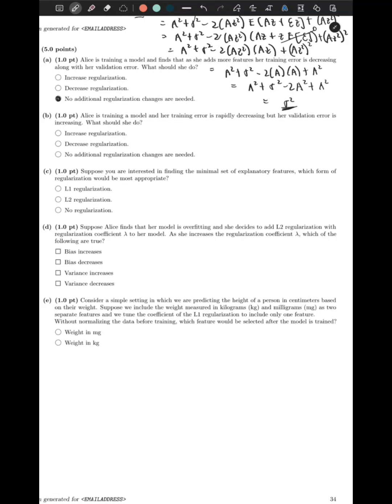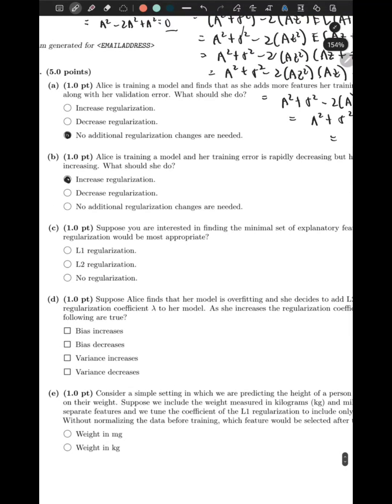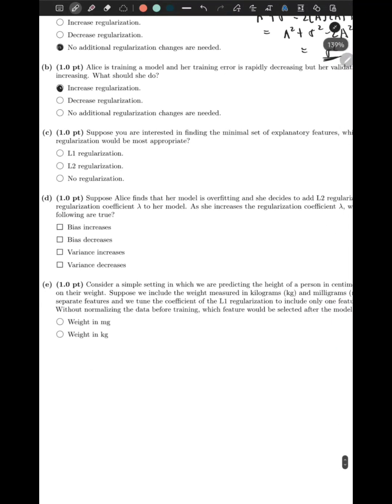So in order to reduce the complexity of our model to prevent overfitting, we would want to increase regularization. Because when we increase regularization, we penalize the parameter values in our model for being too large, which forces them to become smaller, decreasing our model complexity. So the answer to part B is option A.